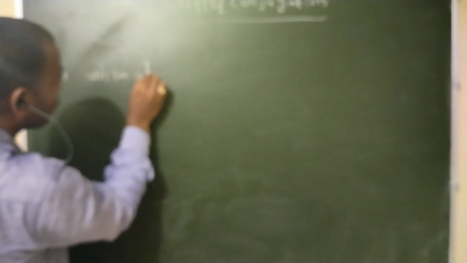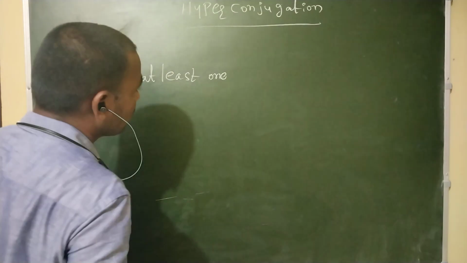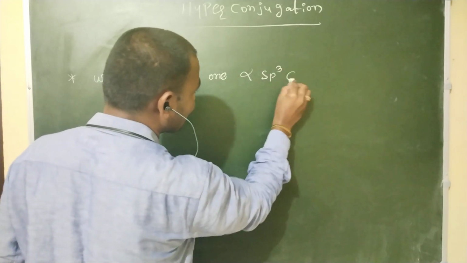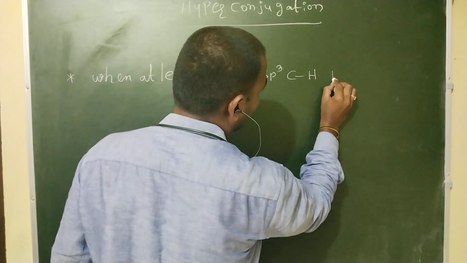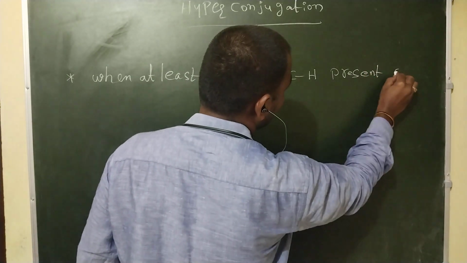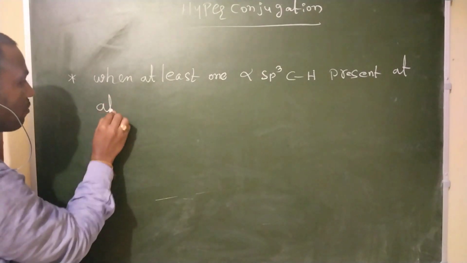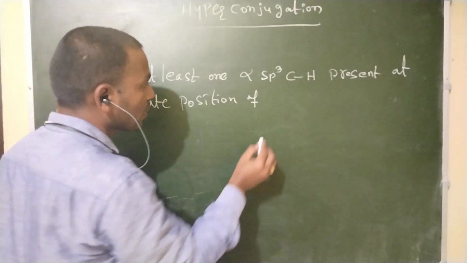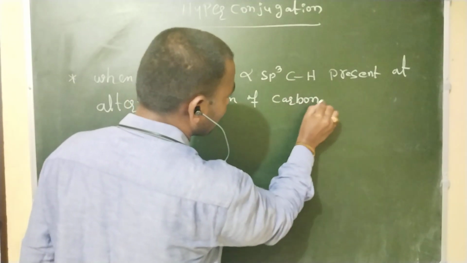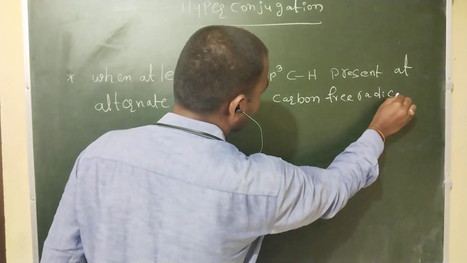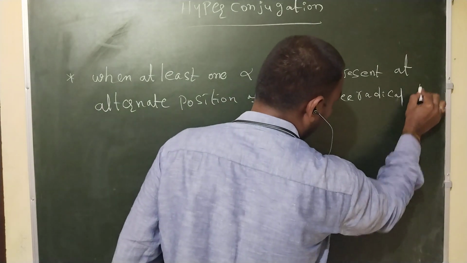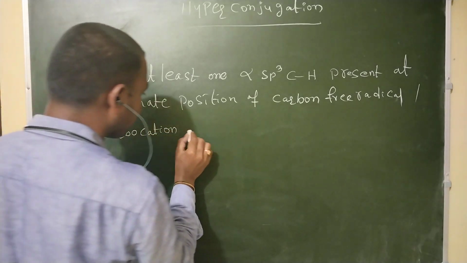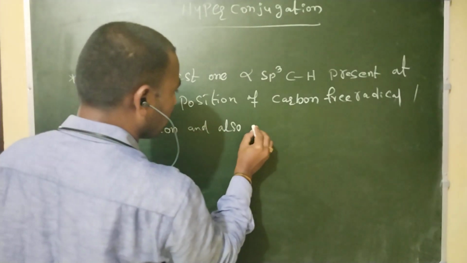When at least one alpha sp3 CH bond is present at alternate position of a carbon free radical, or carbocation, and also double bond.